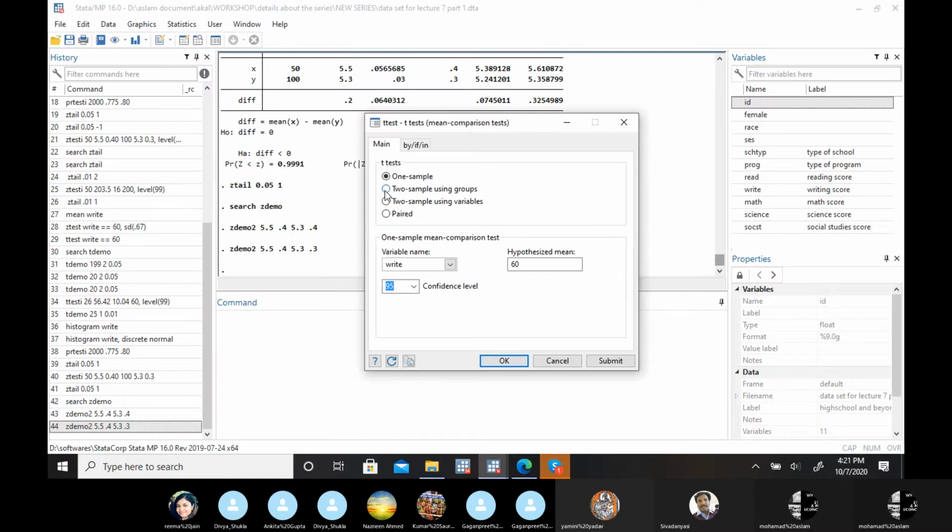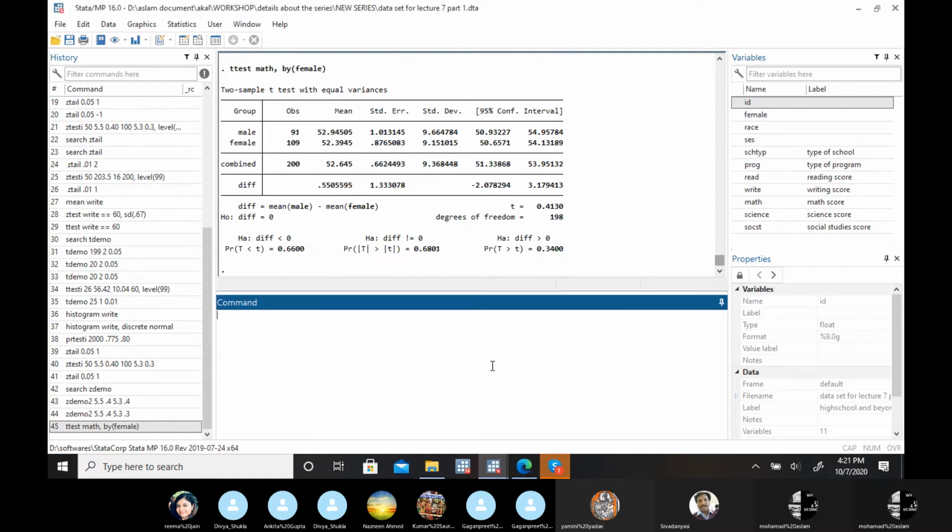Two sample using groups. This male and female are groups. My variable is math score. Group variable is female. This female is both male and female. I'm using the equal variance case. Confidence interval, I'm taking 5% level of significance. Okay.